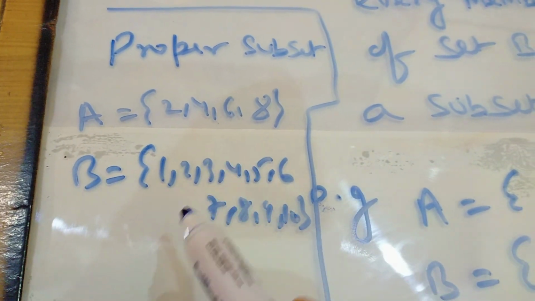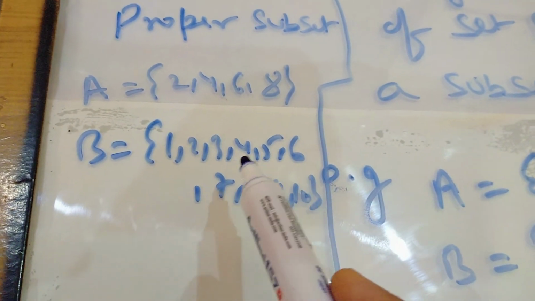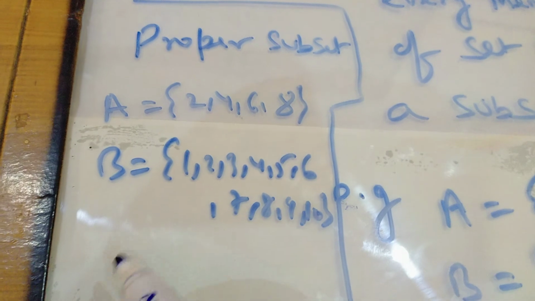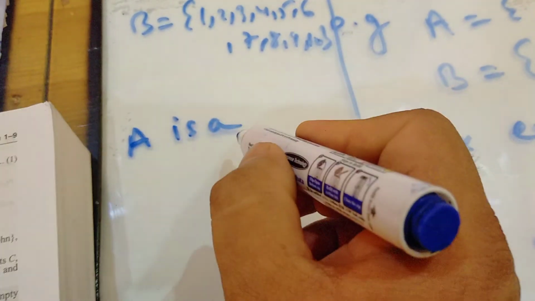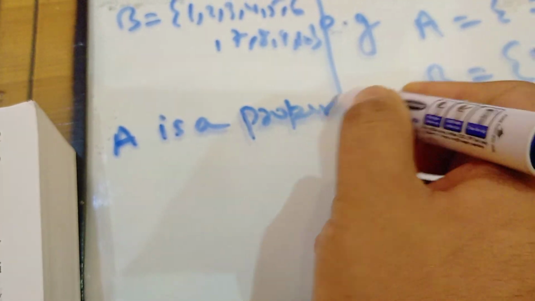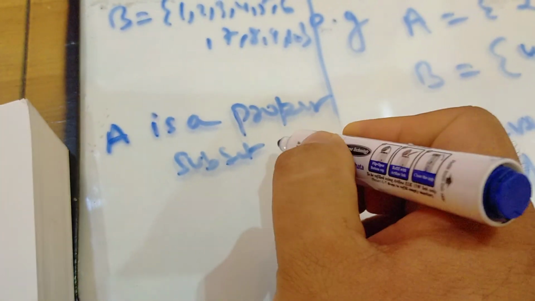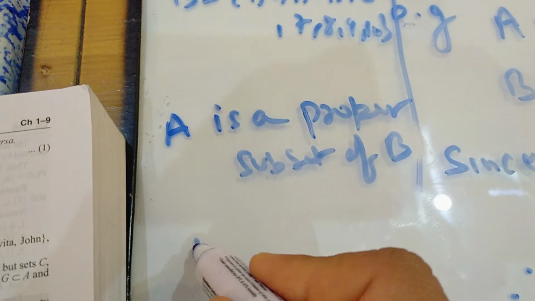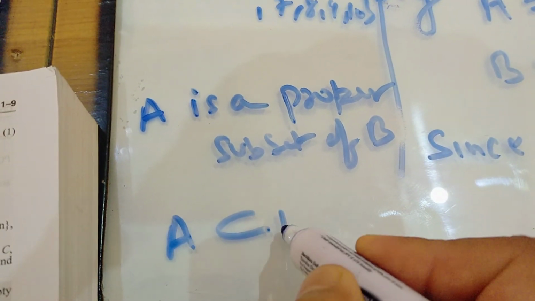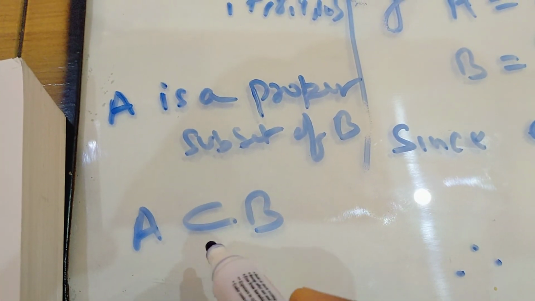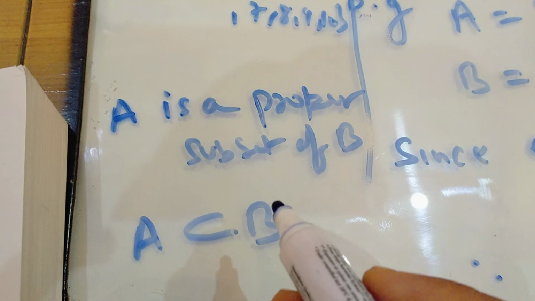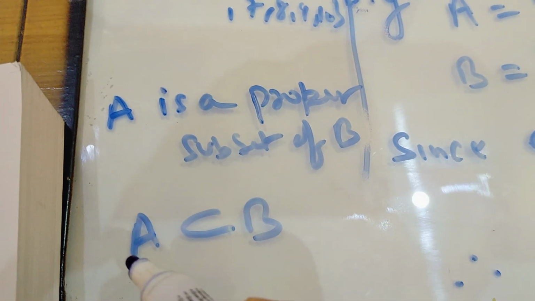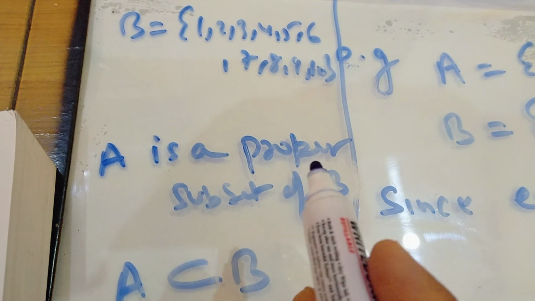Now look here. Each and every member of set A is a part of set B, but some members are here which are not a part of A. So you can say A is a proper subset of B, and this is represented by A proper subset of B. It means you are not going to put the equal to sign over here, because each and every member of A is in B, but there are some elements in B which are not in A. So at that time you can use the term proper subset.